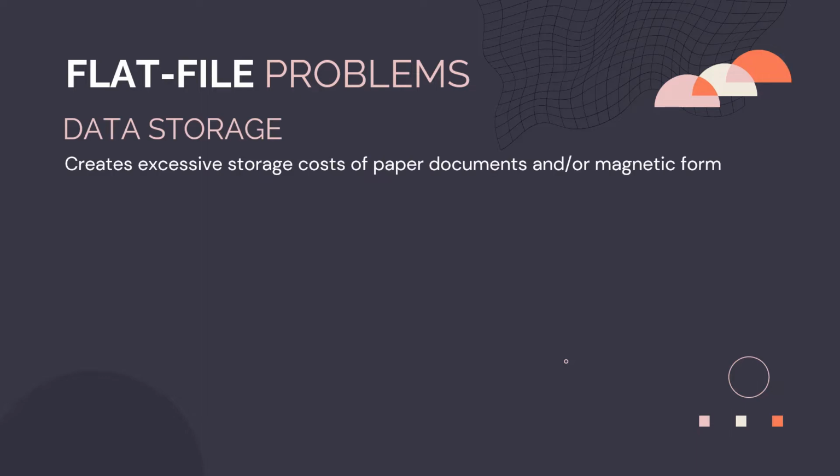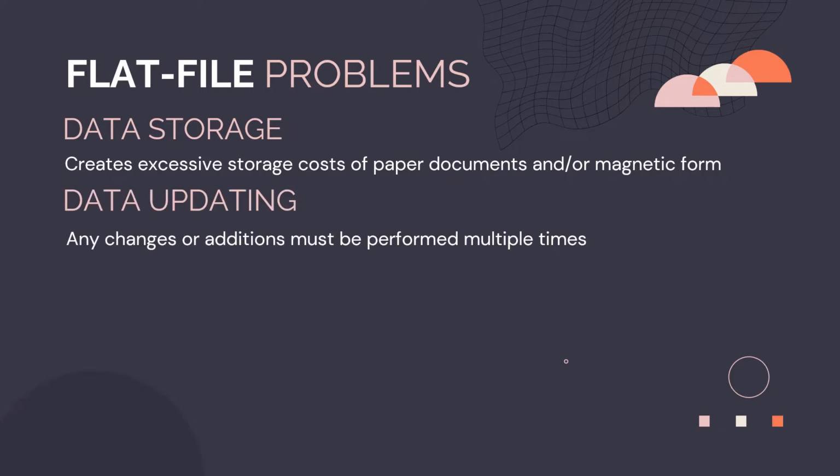So first, we have data storage, in which it creates excessive storage costs of paper documents and or magnetic form. So since mas dami tayong file sa isang data, nagkakaroon or mas lumalaki pa yung data storage for just one data. Kumbaga, nagiging triple pa to, katulad nung sa data B. So next, we do have data updating. Any changes or additions must be performed multiple times. So imbes na isang beses lang tayo mag-update ng isang file, pero madami tayong file just for one data, ganun kadami din natin ito i-update.